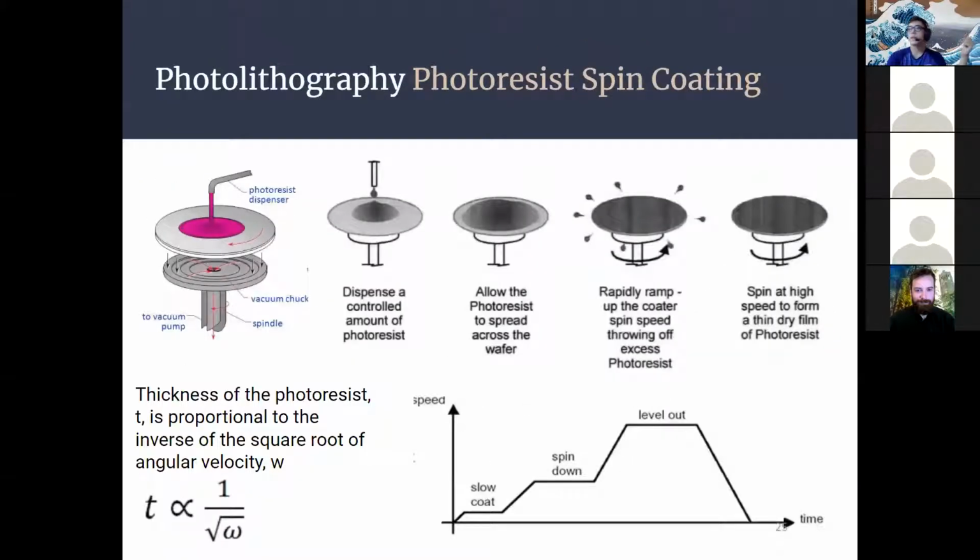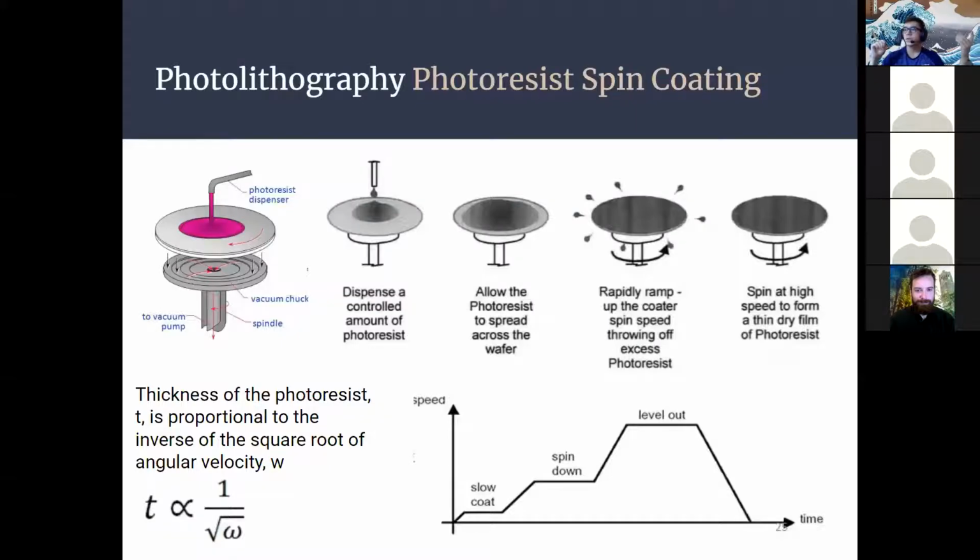So the way that we deposit photoresist is through spin coating. You have this vacuum pump that you rest the wafer on, and it spins up to a certain angular velocity that you have to determine based off how thick you want your photoresist to be. Depending on the photoresist and its viscosity, there will be different curves to show how fast you should spin it for a certain thickness.